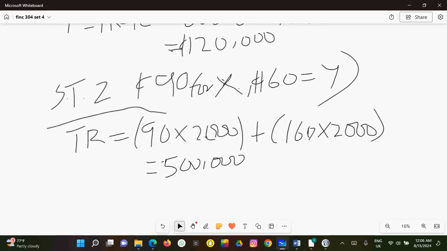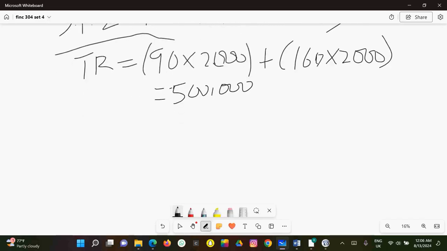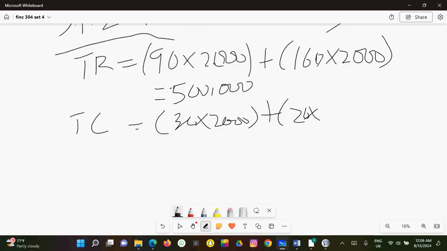Right, and then our total cost is going to be 30 times 2,000 for the antenna plus 20 times 2,000 for the TV. It's getting high. So we are going to get 160,000.